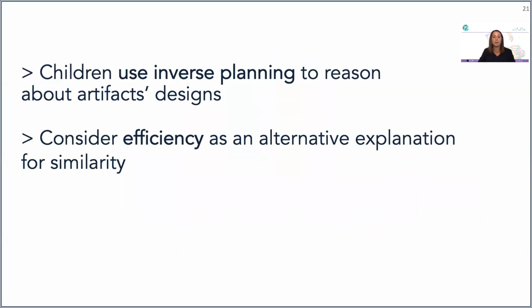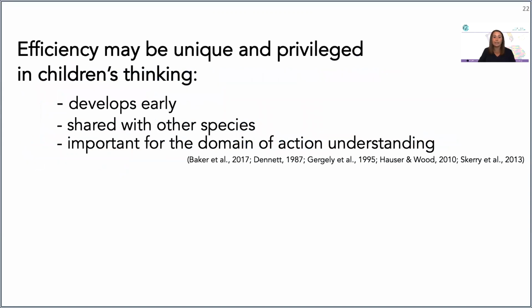So our results from this experiment show that when judging copying, children do not just use perceptual similarity to reason about artifacts' designs, but instead use inverse planning to reason about the way the design was generated. That is, they consider efficiency as an alternative explanation for similarity, as we'd expect in rational causal inference. However, there's one alternative possibility remaining of what kids might be doing. By the inverse planning account, children should be able to flexibly reason about many types of alternative explanations, but we've only looked at one, efficiency. And efficiency might be unique and privileged in children's thinking.